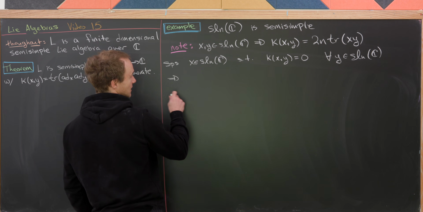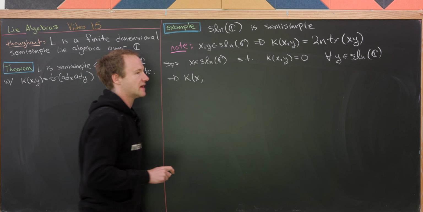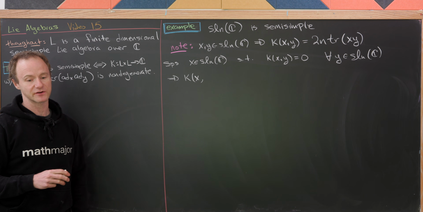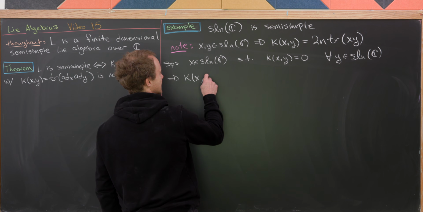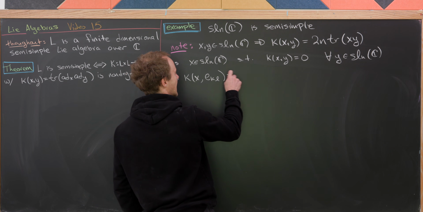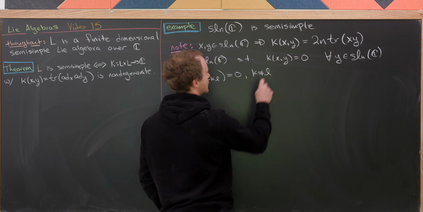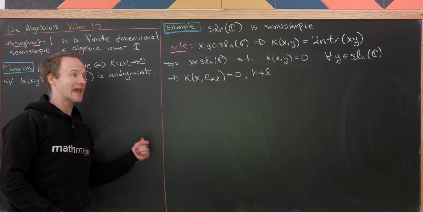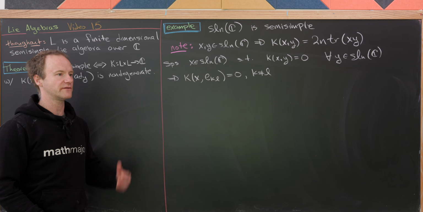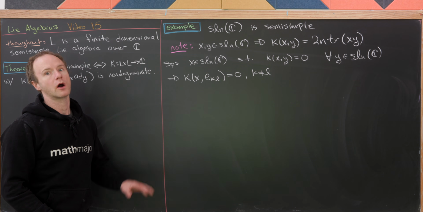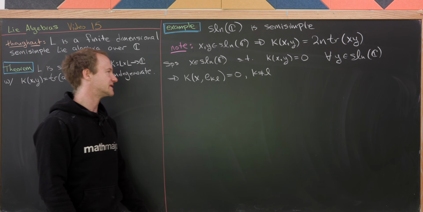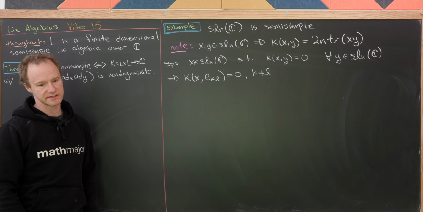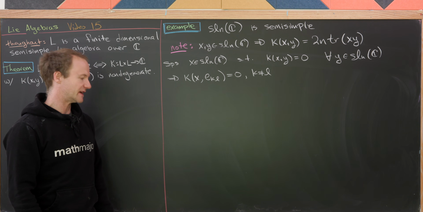So in particular, kappa of x and a basis element of SL_n(C) is equal to 0. But there are two flavors of basis elements. There's one that looks like this. I'll call this E_kl, where k is not equal to l. This is a matrix where the kl entry is equal to 1 and all of the other entries are equal to 0. And I'm saying that k is not equal to l here because otherwise you would be on the diagonal and the trace would be non-zero. Okay, so that's one type of basis element.